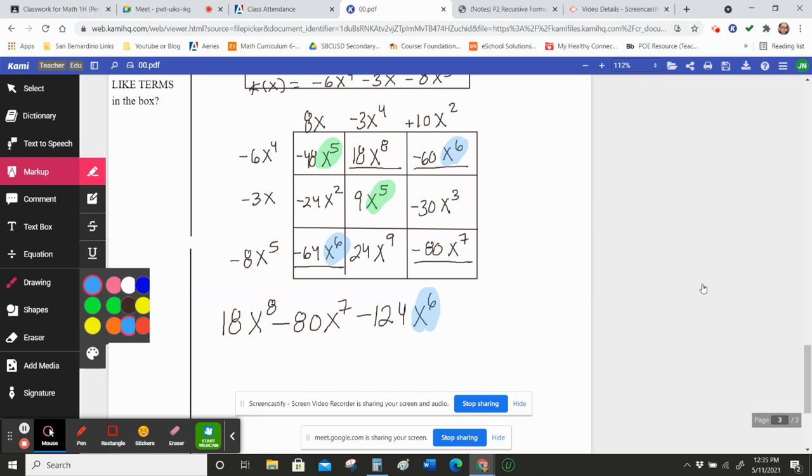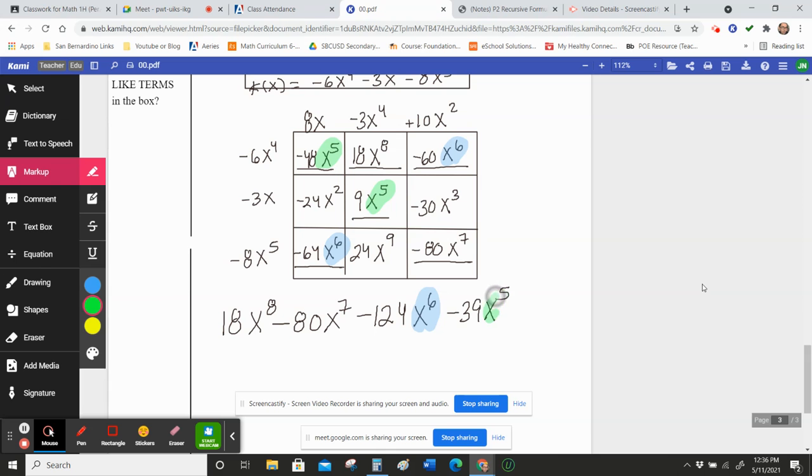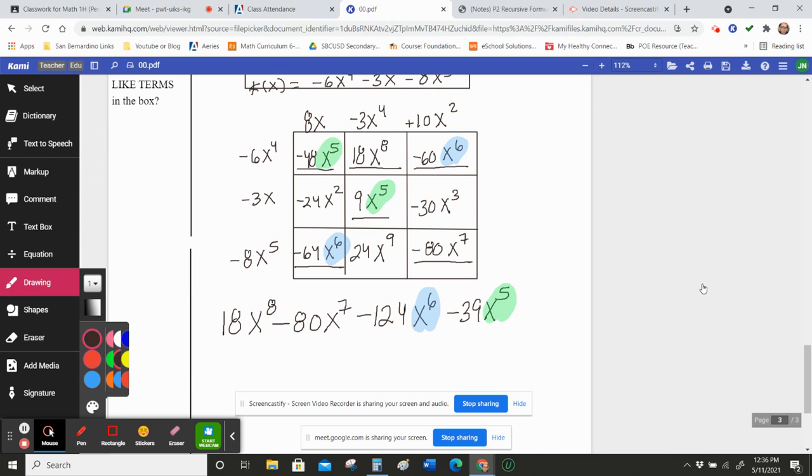The next one that I could do is the x to the power of 5, where I can combine the negative 48 with the positive 9. We get negative 39, right? So negative 39x to the power of 5. Oops. I can keep going to all my other ones. The good thing about the other ones is that nothing else can be combined, so I can just write down the lowest power after that, in sequence.